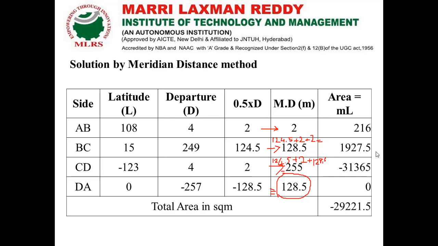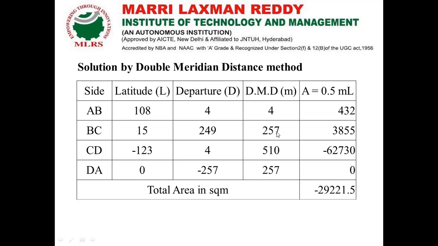128.5 into 15, which gives 1927.5. Then 255 multiplied with minus 123 gives minus 31,365. Then here 0 multiplied with 128.5 is 0. So by adding all these, we are getting the answer in square meter. Okay, now 29,221.5 square meter is the area using meridian distance method.